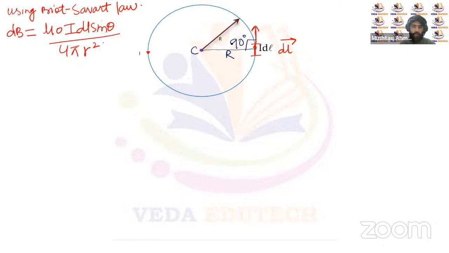Now here, the dl vector is the tangent vector. It's moving tangentially, the direction of this dl vector is tangent at this point. So radius and the tangent are always perpendicular in a circle. So this angle theta here is a 90-degree angle, so sine of 90 degrees will be equal to 1. So our sine theta is sine of 90, that is equal to 1.